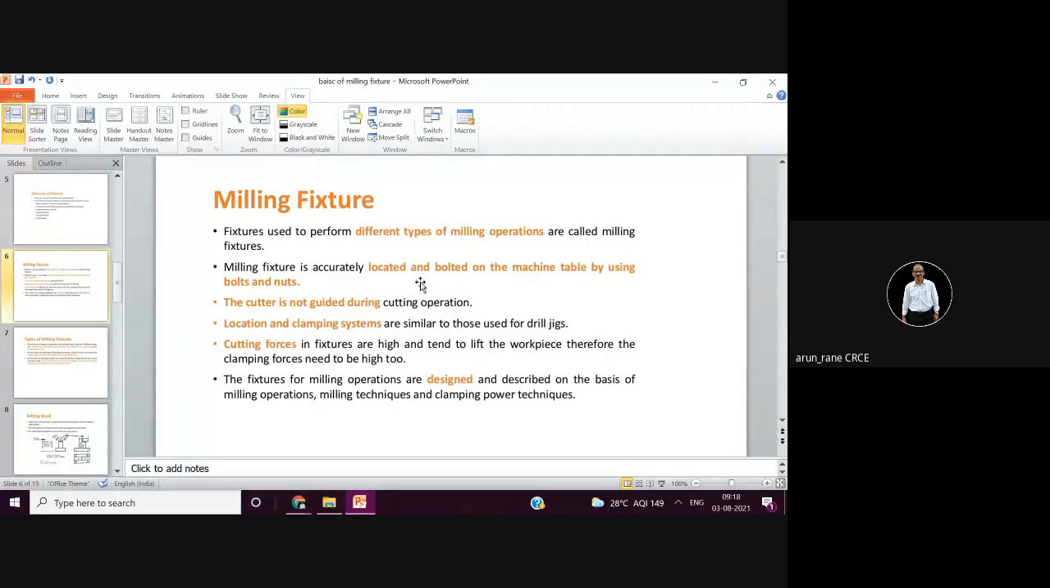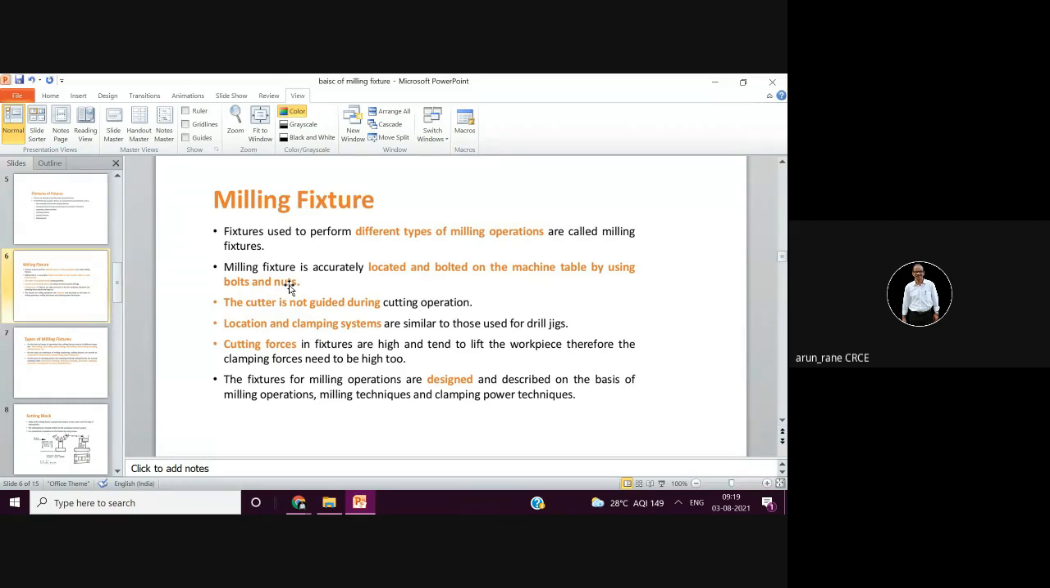The milling fixture is accurately located and bolted on the machine table by using bolts and nuts. So the first thing is the fixation of the milling fixture, that it has to be located and bolted properly. Then the location and clamping devices are almost the same, almost like your drill jig.